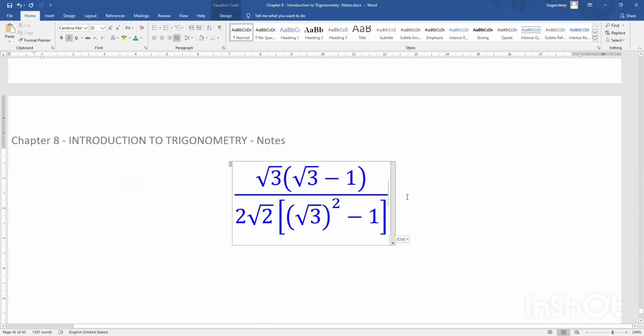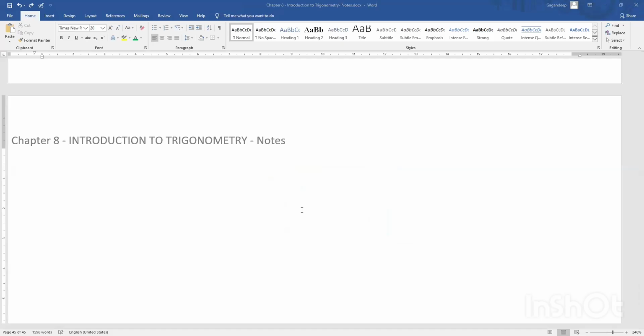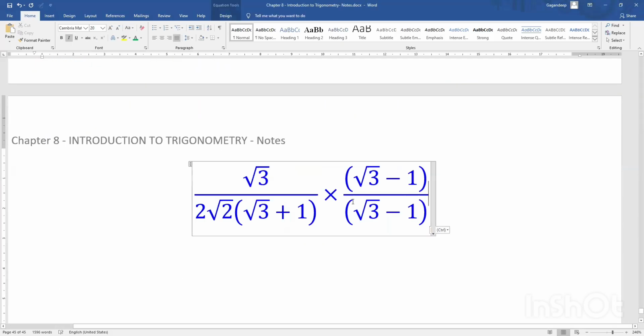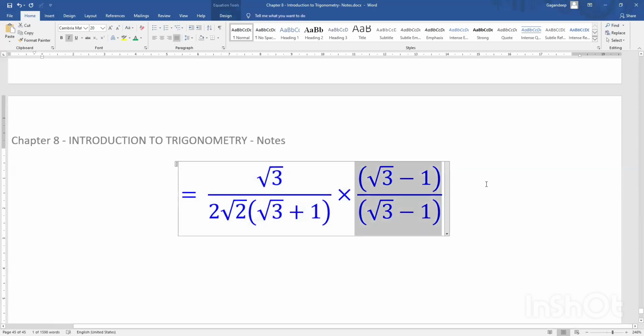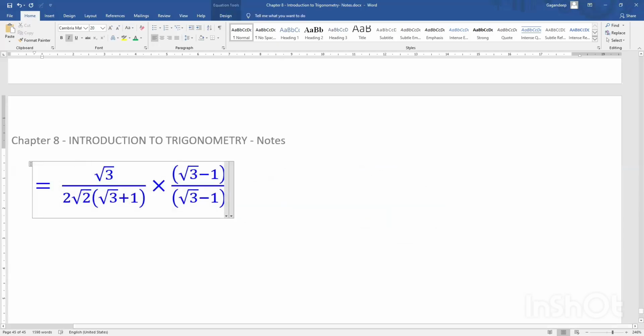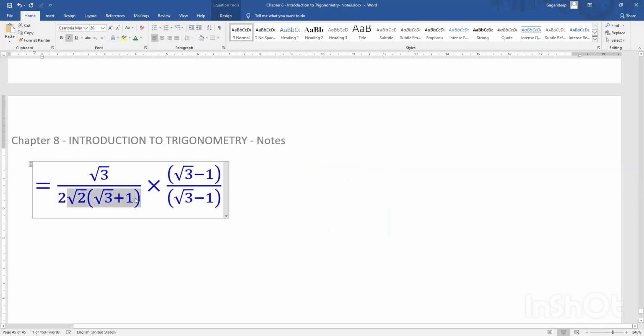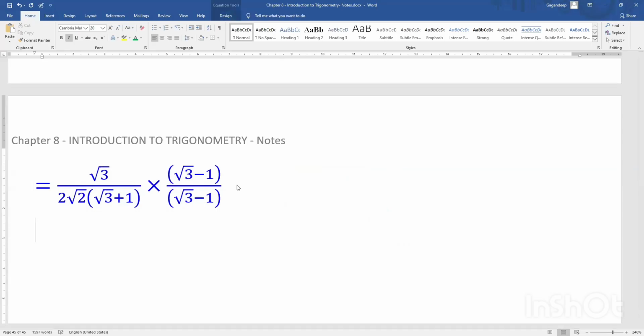So here we have like this. Let me show you the step. So here, I'm going to write it as root 3 by 2 root 2 into root 3 plus 1. And then here we should write the opposite of that. So for root 3 plus 1, here we get root 3 minus 1 and root 3 minus 1. You are going to multiply both numerator and denominator. Okay. Then in the next step, you're going to write like this. So it's equal to.